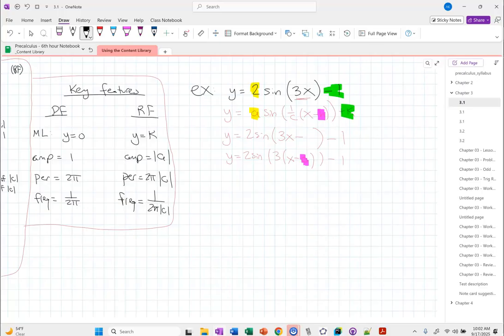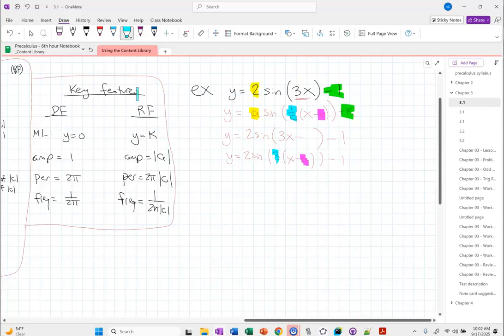Everybody's okay? The issue, though, is that now I have to figure out this. 1 over C is equal to 3. But I don't want 1 over C. I want just C. If 1 over C is 3, what does just C have to be?